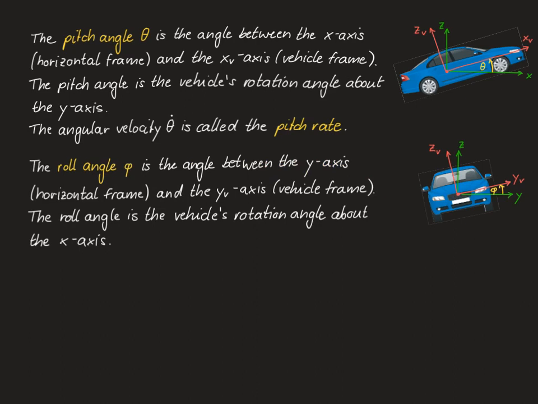The roll angle of the vehicle, denoted with a lowercase Greek letter phi, is the angle between the y-axis of the horizontal frame and the y_v axis of the vehicle frame. Or in other words, the roll angle is the vehicle's rotation angle about the x-axis. And you can see the right-hand figure for an illustration. And analogous to the above, we will call the angular velocity phi dot the roll rate of the vehicle.